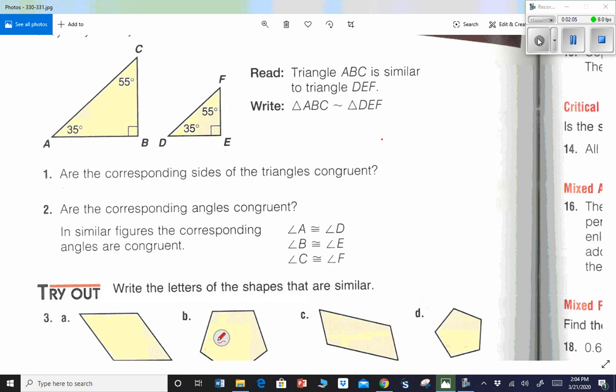Now this statement right here is about the whole triangle, though. If you were to say it, you would say triangle ABC is similar to triangle DEF. And when you write it, it looks like that. You put the triangle symbol in front of each one. You use 3 capital letters to name each triangle. If it were a rectangle, you'd use 4 capital letters. And then we've got a new symbol here. That little wavy thing says "is similar to."